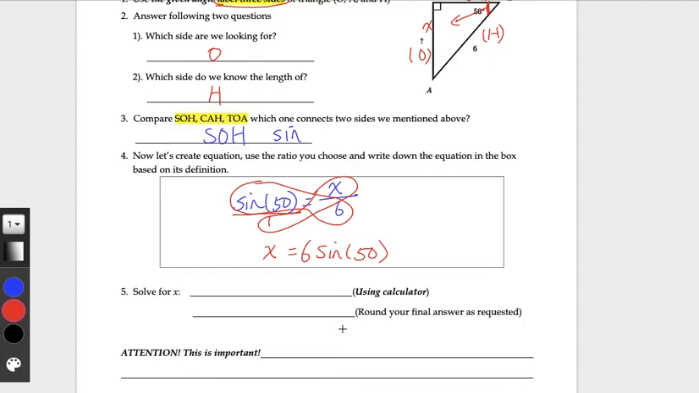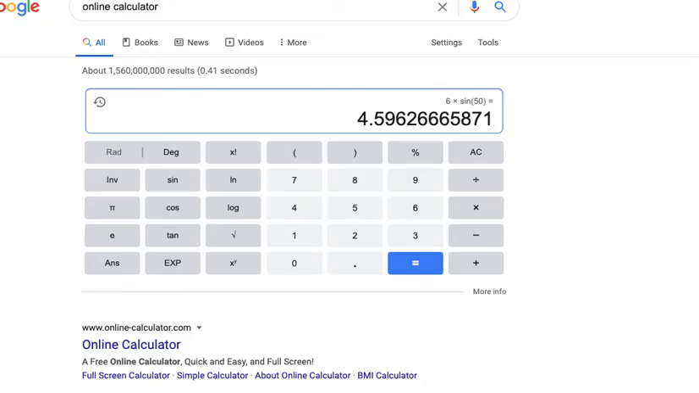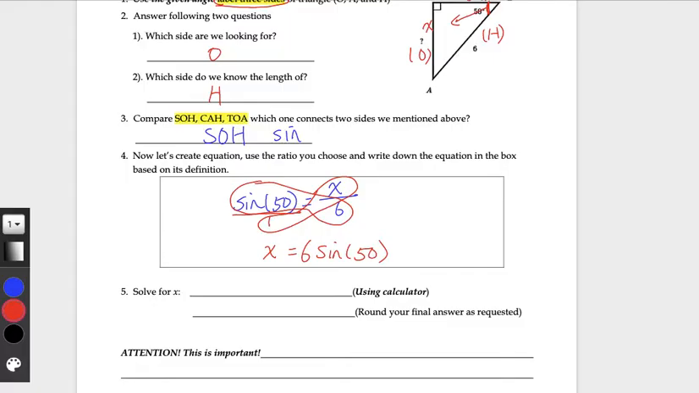So now we just need to use a calculator. You can go online and just type online calculator. This is a screen you are going to see. So what we need to do is type whatever we have here.